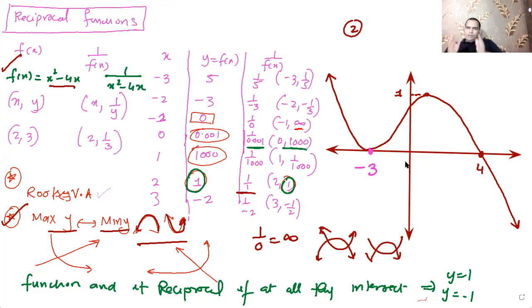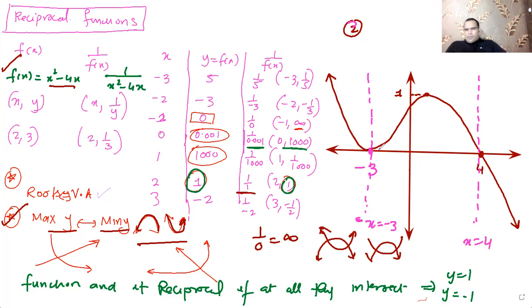Now in the third example, you can see the graph is touching the x-axis at -3 and cuts at 4, and there's a maximum point of y equals 1. When you're sketching the reciprocal for this function, rule number one is that the roots become the vertical asymptotes. So you will have vertical asymptotes at x equals 4 and x equals -3. So these are the two vertical asymptotes, x equals -3 and x equals 4.